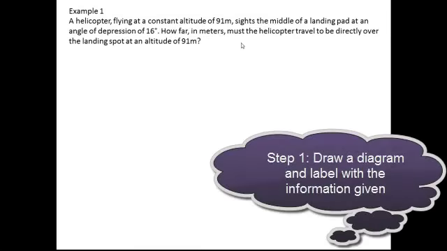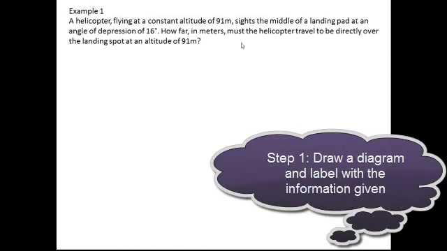Okay, example 1. A helicopter flying at a constant altitude of 91 meters sights the middle of a landing pad at an angle of depression of 16 degrees. How far in meters must the helicopter travel to be directly over the landing spot at an altitude of 91 meters? So when you're doing a word problem, you're definitely going to have to draw a diagram to begin with if you haven't been given one. So let's do that first.